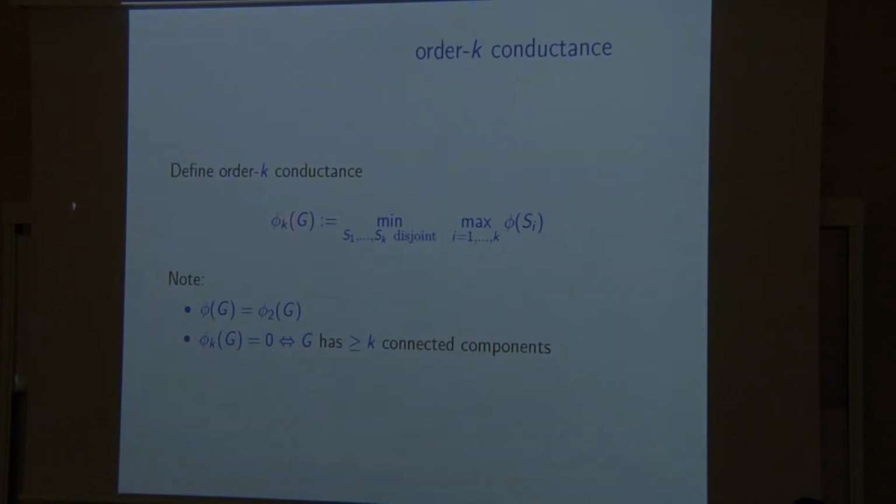So we can capture this with a precise definition. We can define the order k conductance to be the solution of this min-max problem. Notice it looks a bit like the min-max definition of lambda k. So this is the minimum over k disjoint sets of whatever is the conductance of the worst set. Okay. So this quantity is small if and only if you can find k disjoint sets, each of small conductance. Now this quantity is 0 if and only if the graph has k connected components or more, because it means that you can find k disjoint sets with no outgoing edge.